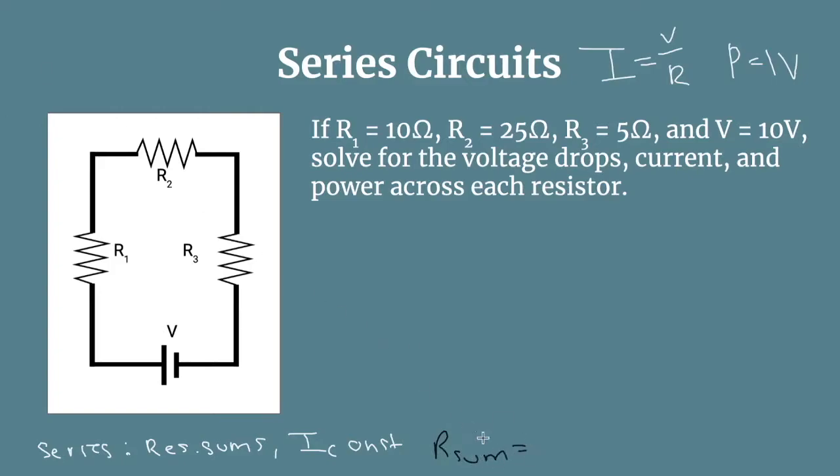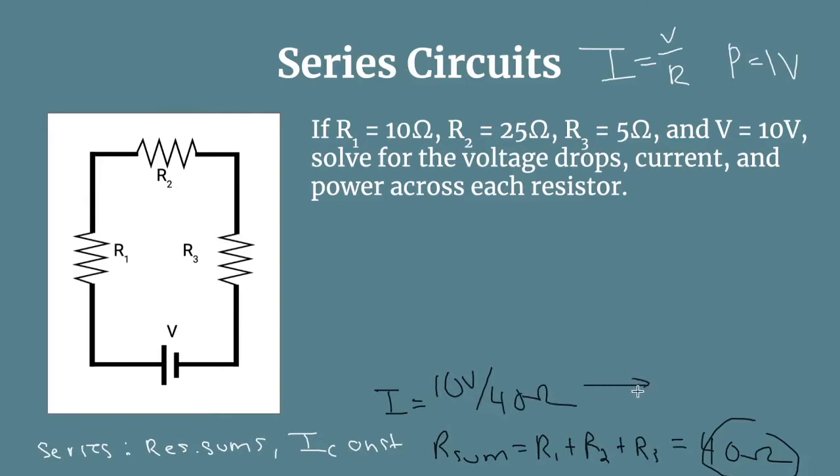So our sum equals the sum of R1, R2, and R3, which equals 10 plus 25 plus 5, or 40 ohms. With this value, the total resistance, we can find the current. So we have I equals the voltage, which is 10 volts given by the battery up here, over 40 ohms. And with that, we can find that the current across all parts of this circuit is equal to 0.25 amps. So now that we have the current, we can go through each resistor and find the voltage drop.